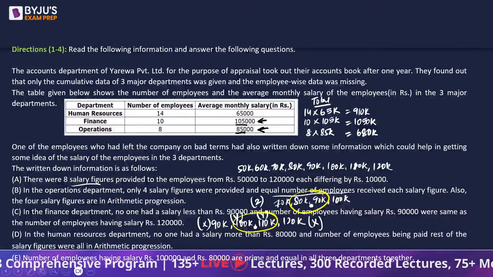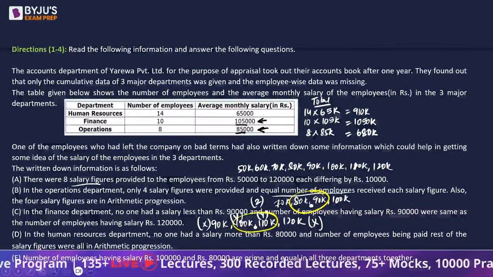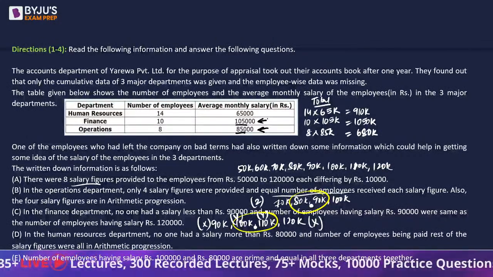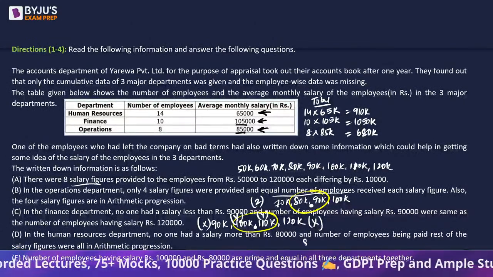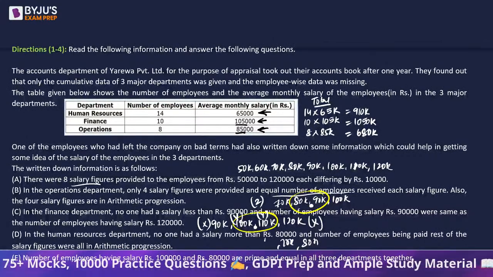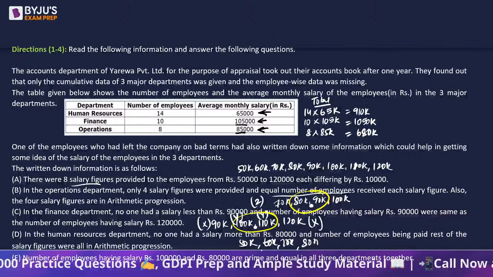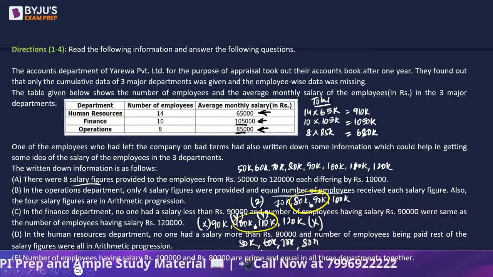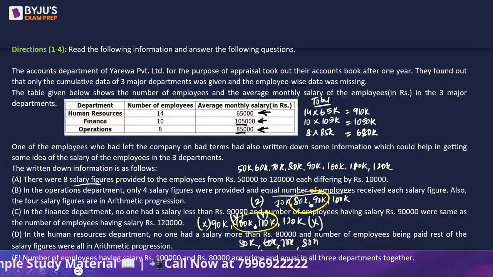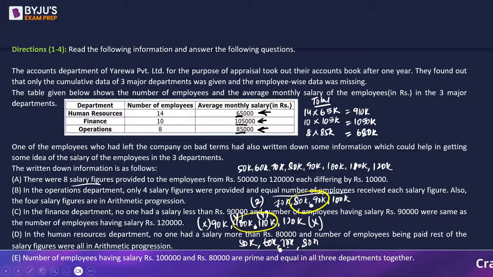Okay. In the HR department, no one had a salary of more than 80,000. So the average salary is 65,000 and no one had a salary of more than 80,000. That means at least one of these four salaries, 80,000, 70,000, 60,000, 50,000, must be paid. And the number of employees being paid the rest of the salary figures were all in AP. Here also, note that this number 65 lies exactly in between 60 and 70. So this will also be in the form of an average, right?